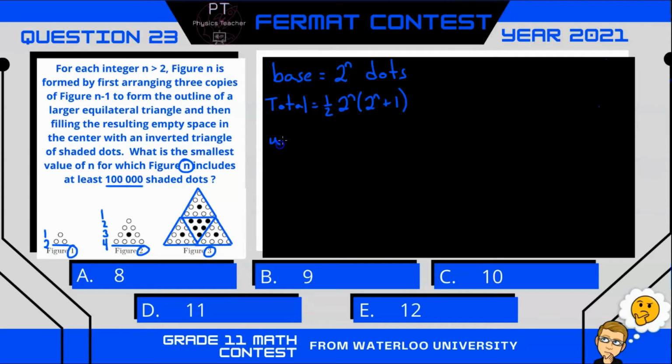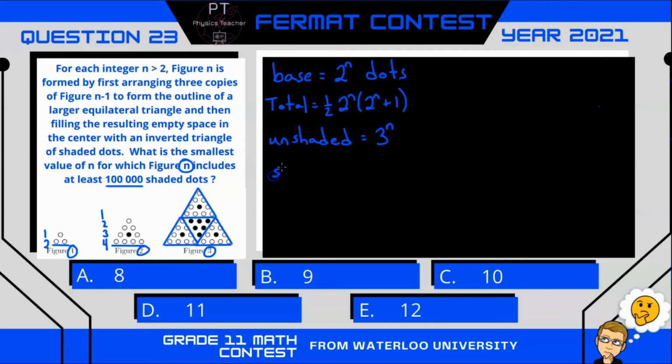Next, I want to look at the number of unshaded dots we have in each figure. So in figure 1, we have 3. Now since we take this and we put 3 of those identical triangles in the next one, and then fill in the rest with shaded dots, the total number of unshaded dots in figure 2 is simply 3 times that in figure 1. And the same goes for figure 3. It's 3 times that of figure 2. So since each figure we're multiplying by 3, the total number of unshaded dots would be 3 to the power of n.